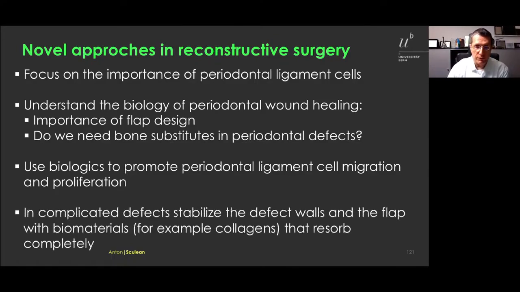This is important. In complex defects, in other words, defects where we have a lack of the bony walls, it is more difficult to stabilize the flap. I like to use nowadays also stable collagens, cross-linked collagens that may attract the blood clot, stabilize the flap, and would in fact also prevent flap collapse into the defect.